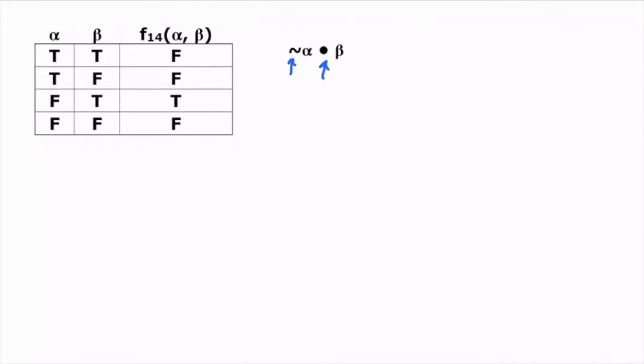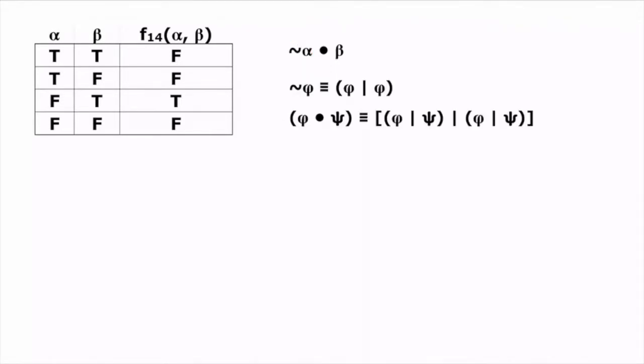How do we get rid of the negation? Well, remember, to negate something, we just take that thing and put it on both sides of a Sheffer stroke. So we'll have alpha stroke alpha. That's replacing this. And beta. So we haven't gotten rid of the conjunction yet, but we've gotten rid of the negation. By the way, I'm just reminding myself here of how to do negation and how to do conjunction. So this is what we get when we get rid of the negation. Negation A is replaced with A stroke A.